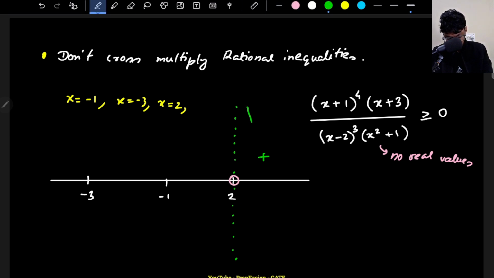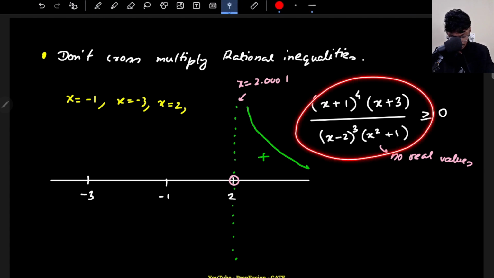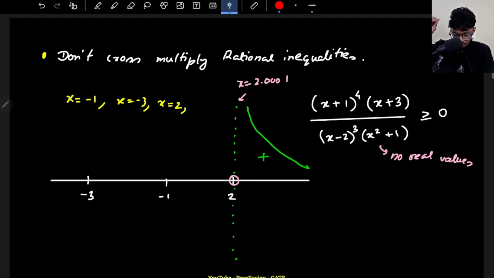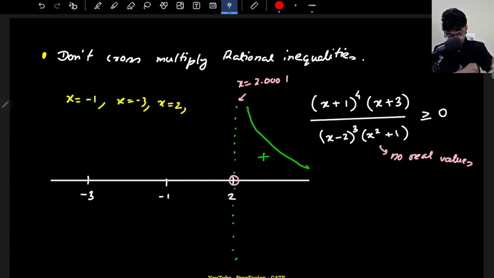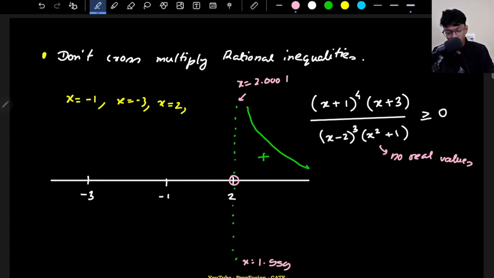How will you understand? Just put any value. You just put here x equals 2.0001. You will see this is tending towards plus infinity. You can observe that. You just put in the calculator x equal to 2.001, and you will see this is tending towards plus infinity, a very high value. And if you put any value like x equal to 1.999, it will go towards minus infinity because the sign change is happening here. So the value will be something like this. Okay, sign change is happening. Just to represent this sign change, I'm doing this.